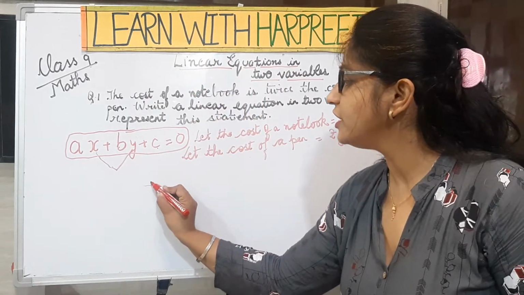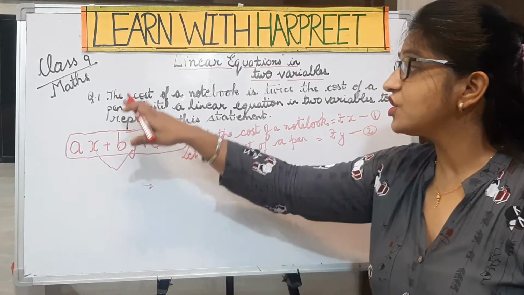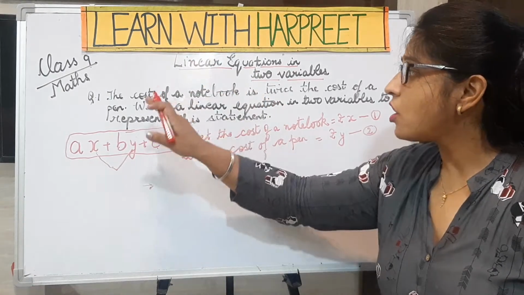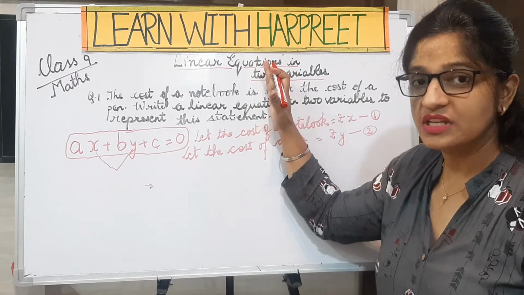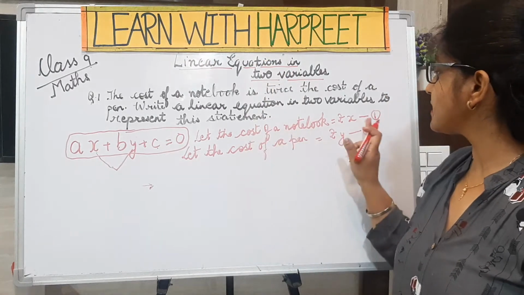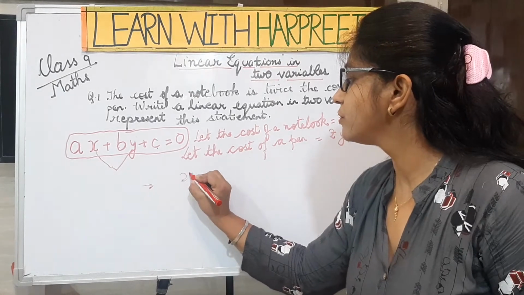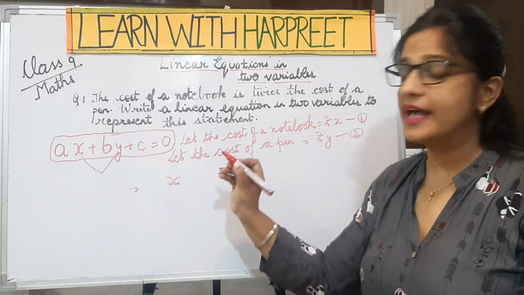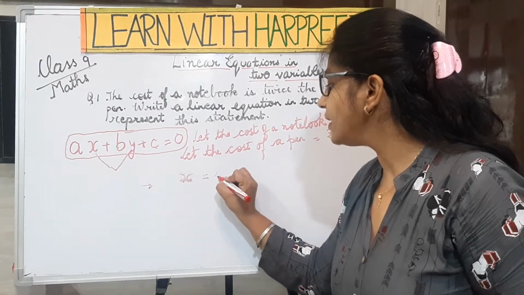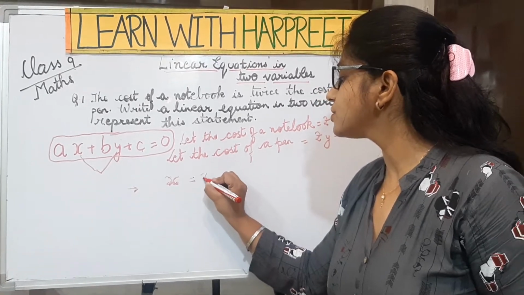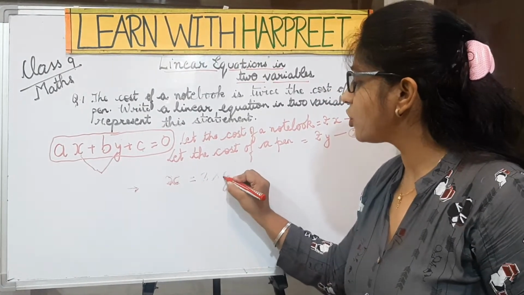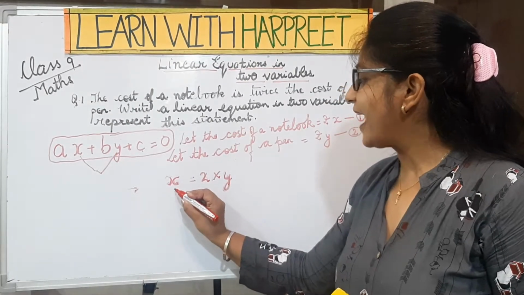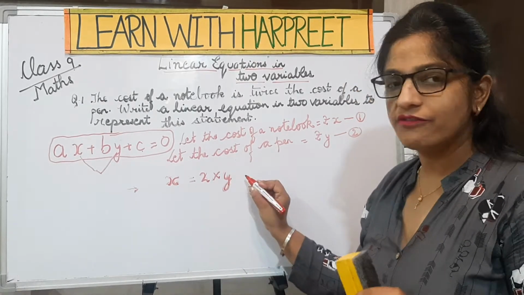Now coming to the given condition, we read it slowly and gradually and apply it to these variables. The cost of a notebook is, up to here you read, the cost of a notebook is, that means x. You write this, x. Then this is equal to twice the cost of a pen. The cost of a pen is y. Twice means 2 times the cost of a pen. So x is equal to 2 times the cost of a pen.